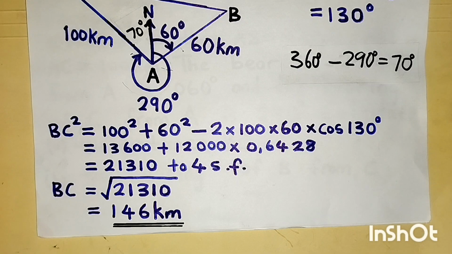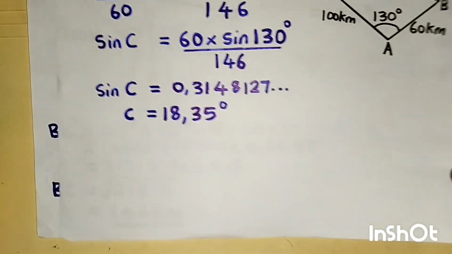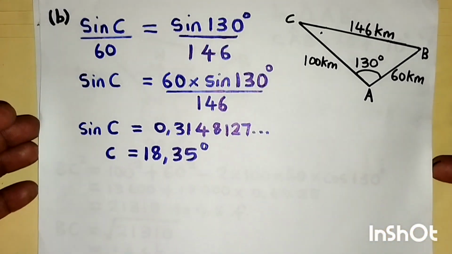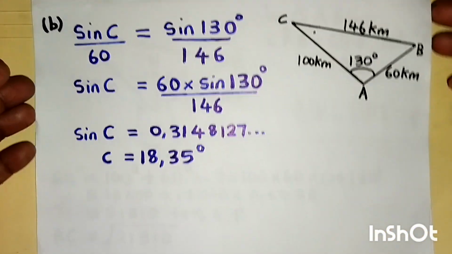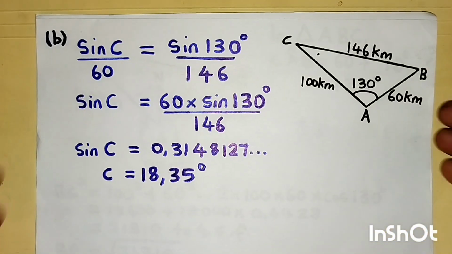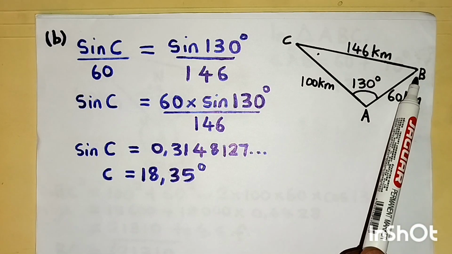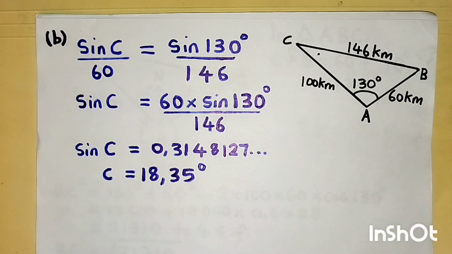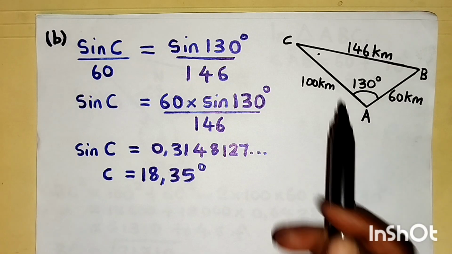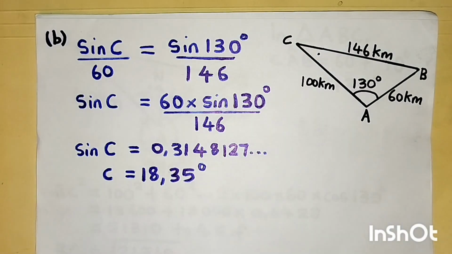Okay, so let's move on to part B of the question. In part B, I want to find the bearing of B from C. So first of all, I need to find the size of this angle C at C here.